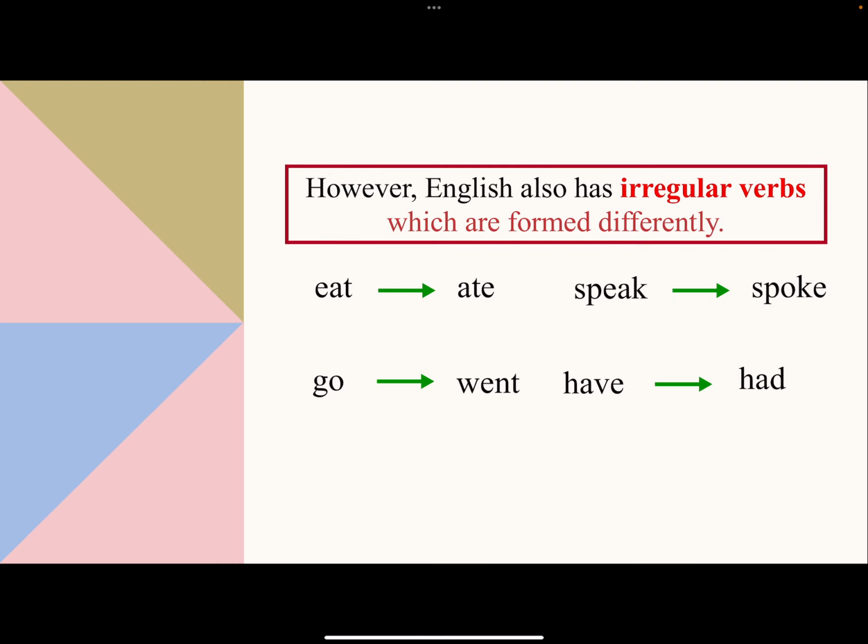But we also have what's known as irregular verbs in English, right? And so they form differently. It's not super logical. Eat becomes ate. Go becomes went, which is a completely different word. Speak becomes spoke. Have becomes had. These in English are irregular verbs. We just have to memorize them. There's no way of knowing why go becomes went. There's no logical way of remembering that eat becomes ate. You just have to memorize them.